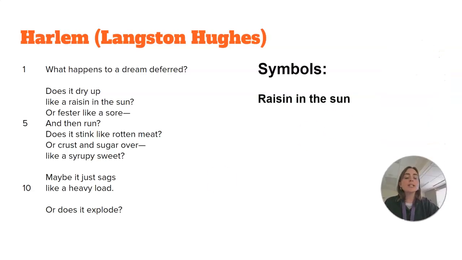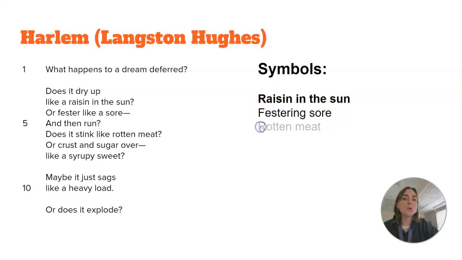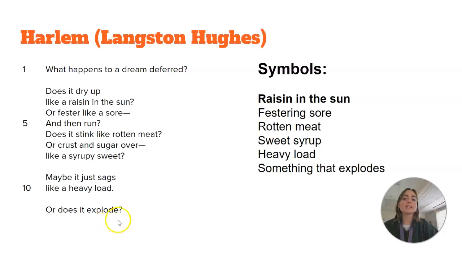So in this poem, Langston Hughes uses a lot of symbols. And he's connecting those symbols to the idea of someone not being able to achieve their dream. So he compares not being able to achieve your dream, a dream deferred, to a raisin in the sun, to a festering sore, to rotten meat, to sweet syrup, to a heavy load, and to something that explodes.